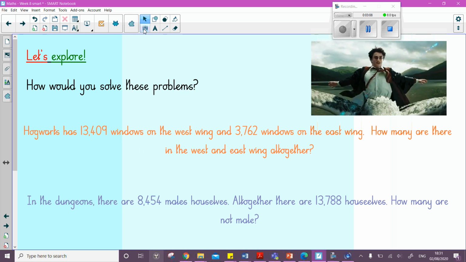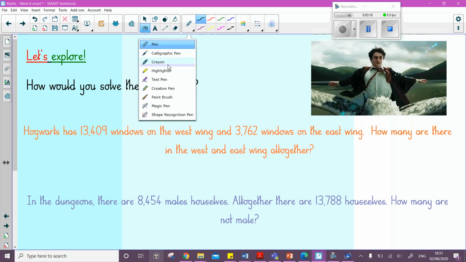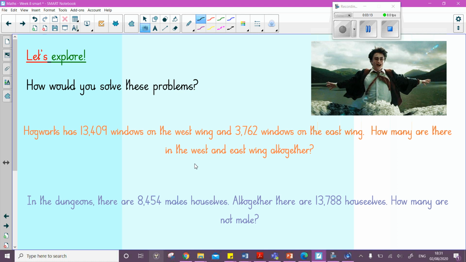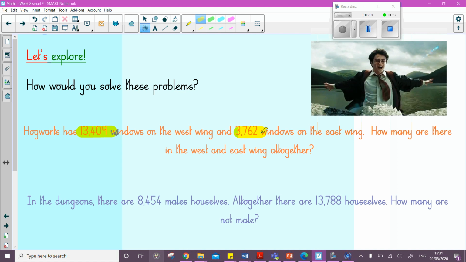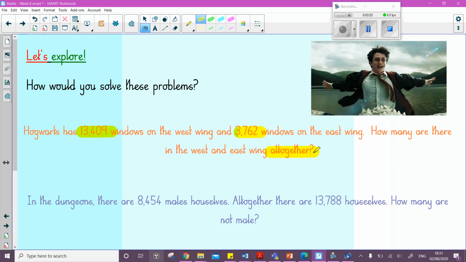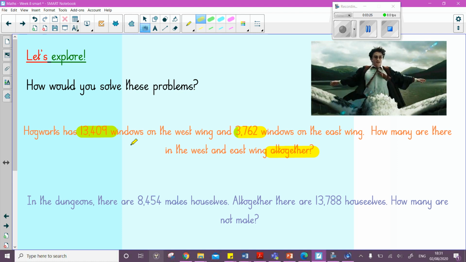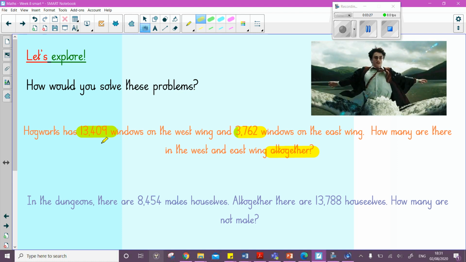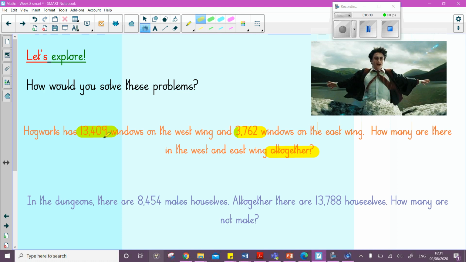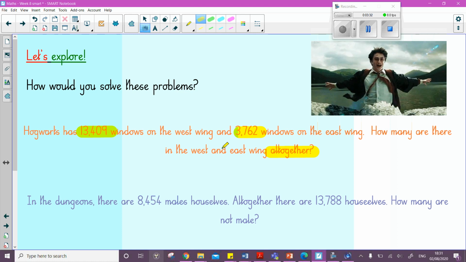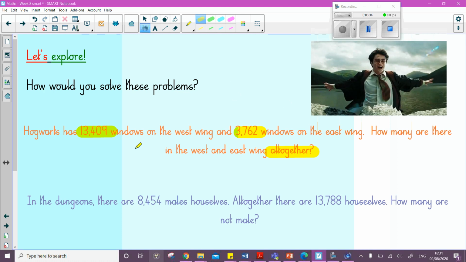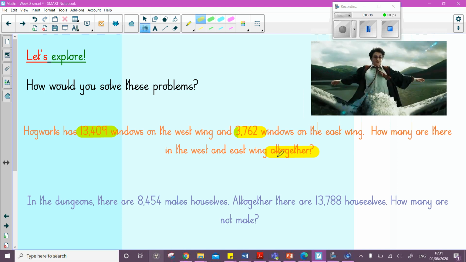Now, if we were exploring that problem in school together, the first thing that I would be getting you to do is to highlight the really important information. So that many windows on the west wing, that many windows in the east wing, and it's saying all together, which means I need to add. So if you want, using what you already know, you could have a bit of explanation time now and have a go at using the method that you would pick to add those two amounts of windows together to see how many windows there are all together.